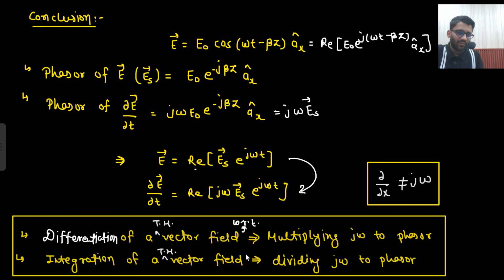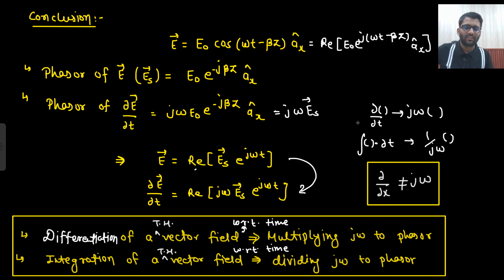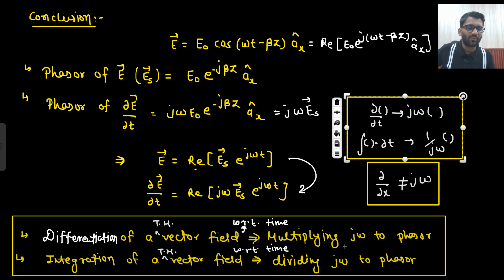Okay. So differentiation with respect to time and integration with respect to time is equivalent to multiplying or dividing the phasor by j omega. So if you are doing dou by dou t, you get j omega, and the same goes for integration. If you are doing this thing, you get 1 by j omega. There will be some function here, also some function here. So 1 by j omega times that function, j omega times that function. This is the summary till now. Is that clear to you?